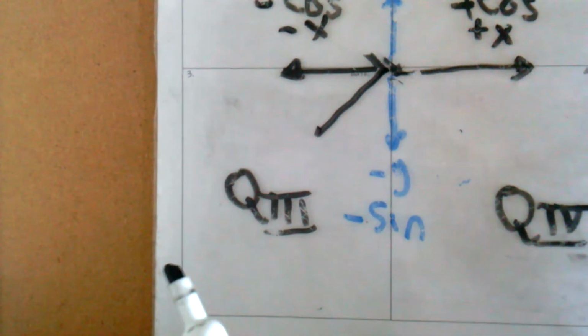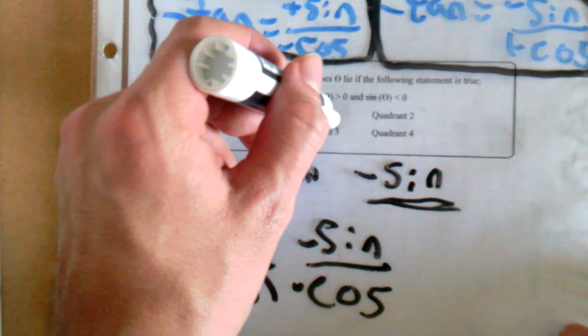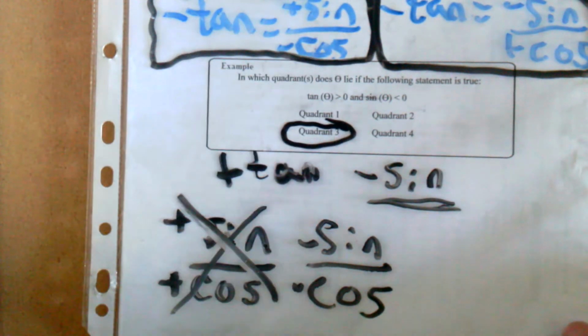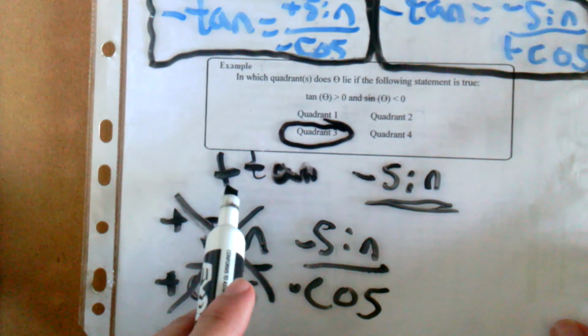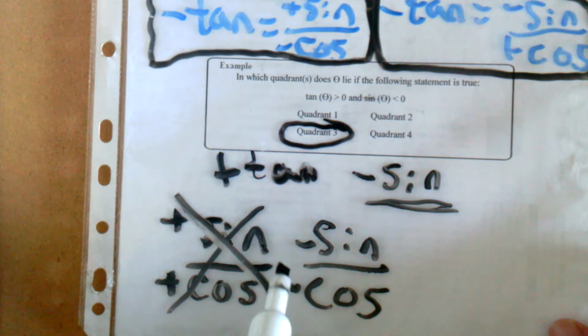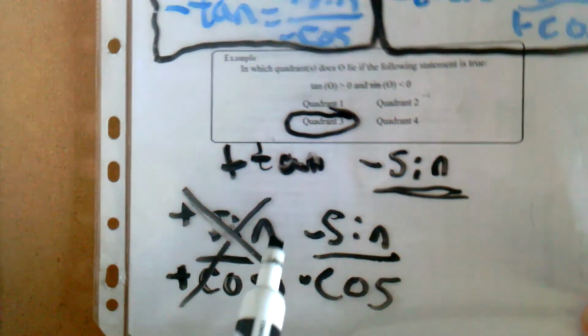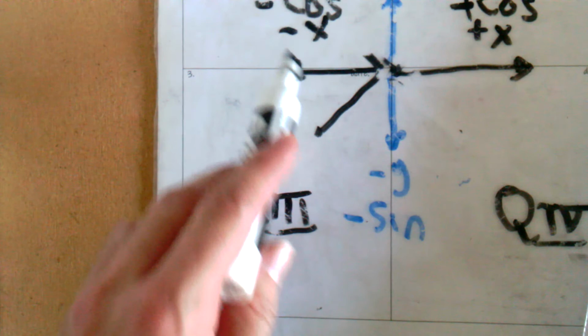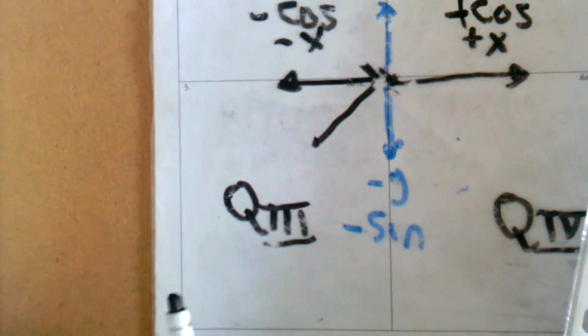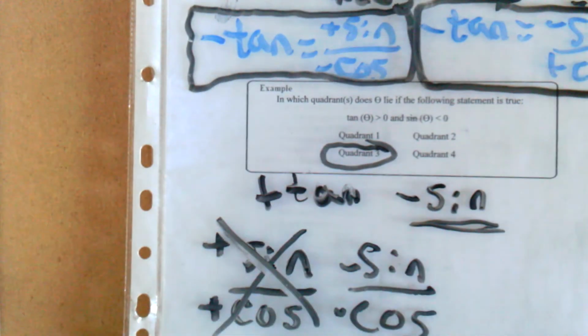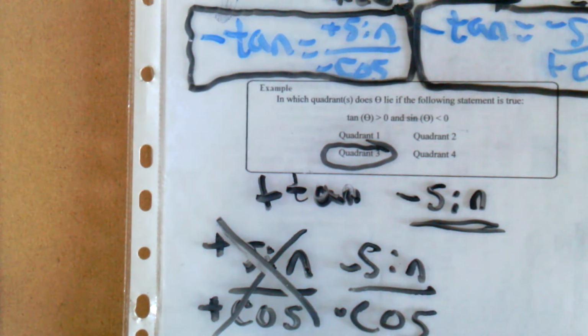So our answer must be quadrant 3. Because in quadrant 3, tangent is positive, since when you divide a negative by a negative, you get a positive number. And in quadrant 3, sine and cosine are both negative. Cool. So that concludes this video.